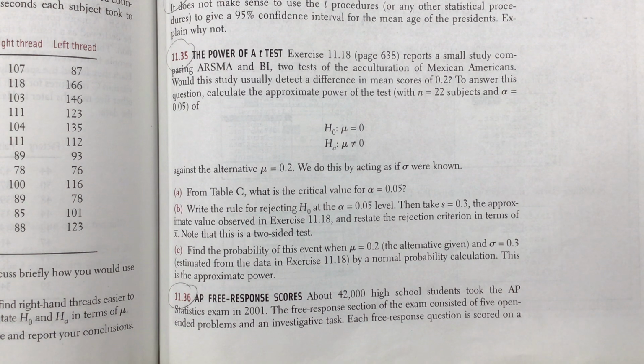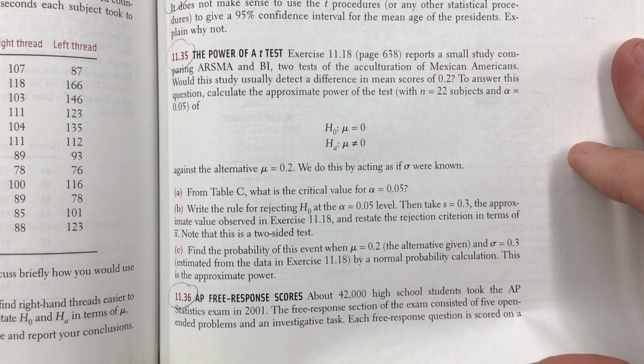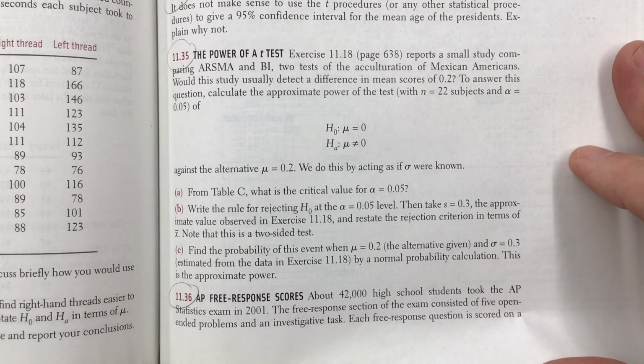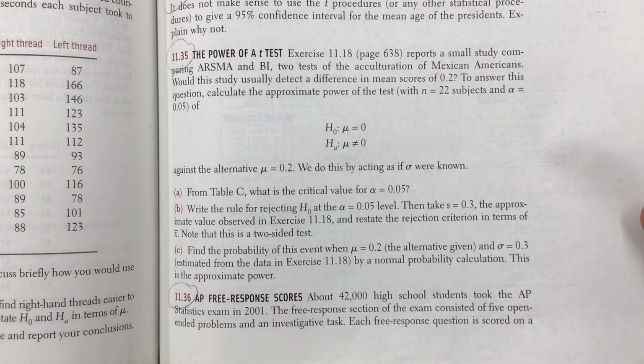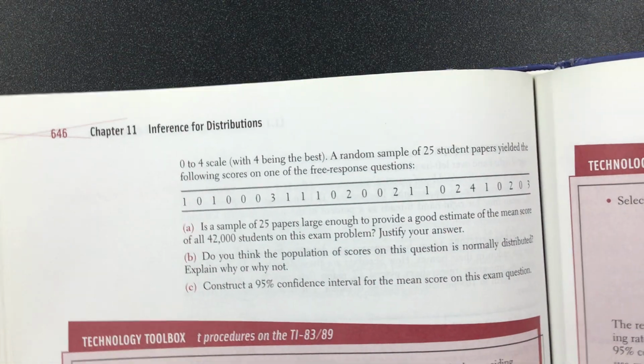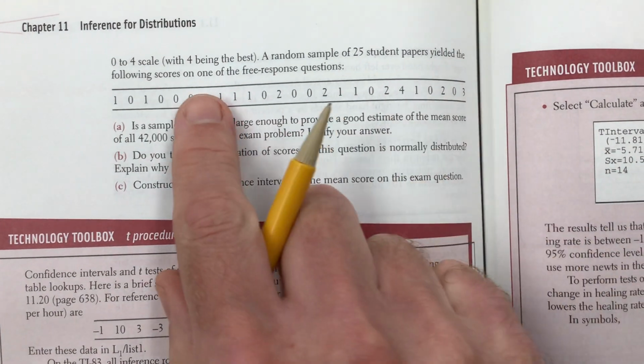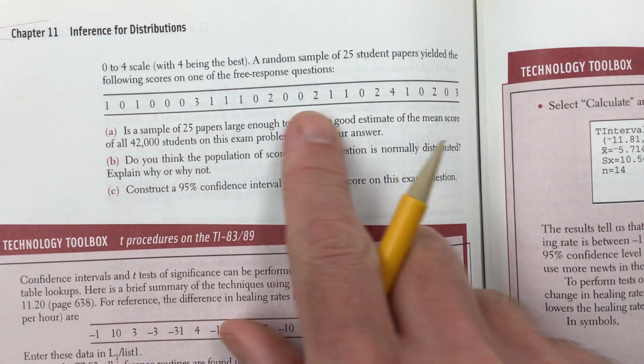About 42,000 high school students took the AP statistics exam. For free response, 5 open-ended problems and an investigative test. Just like that, still as of at least last year. Each free response question is scored on a scale of 0 to 4, 4 being best, 0 being not so good. So here's a random sample of 25 scores.